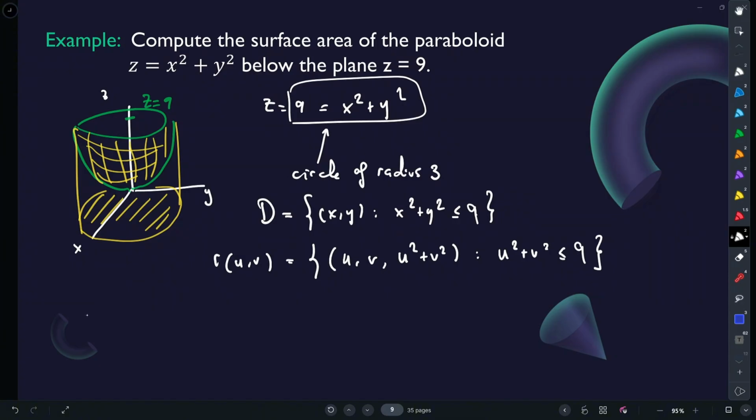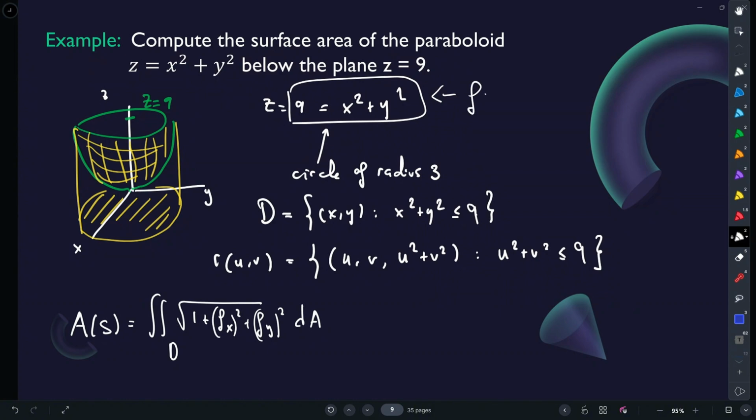So again, the formula for surface area is going to be the integral over D of the square root of 1 plus the partial with respect to x squared plus the partial with respect to y squared of the function, dA. Here the function that I'm looking at is x squared plus y squared. So I can compute the partials: the partial with respect to x is 2x, and the partial with respect to y is 2y.